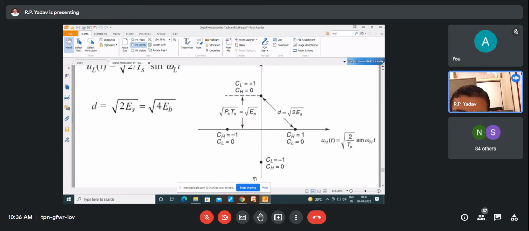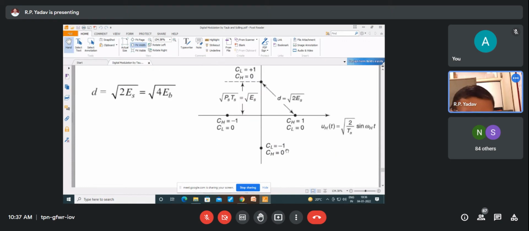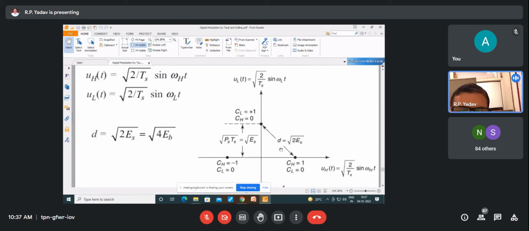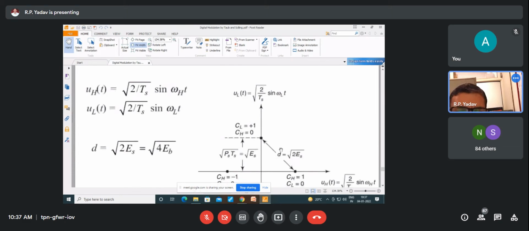And corresponding to CL equal to -1, I mean the 1 -1 combination, B0 and B odd are both negative. So that will correspond to CL equal to -1. Is it clear?